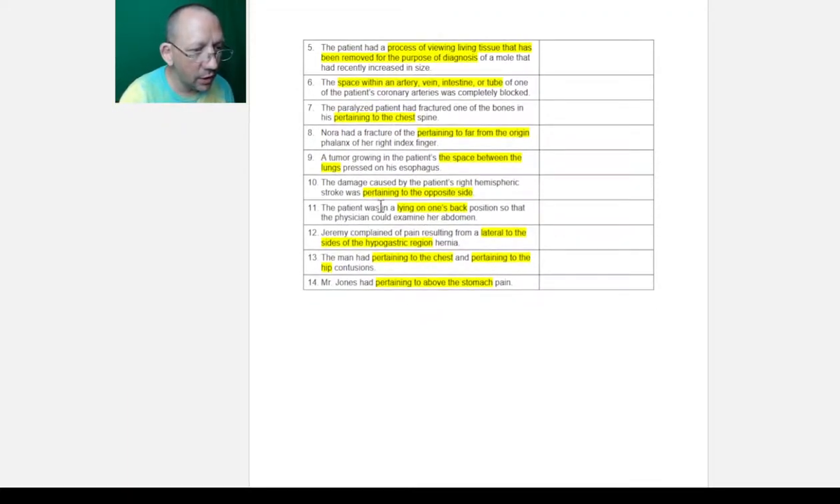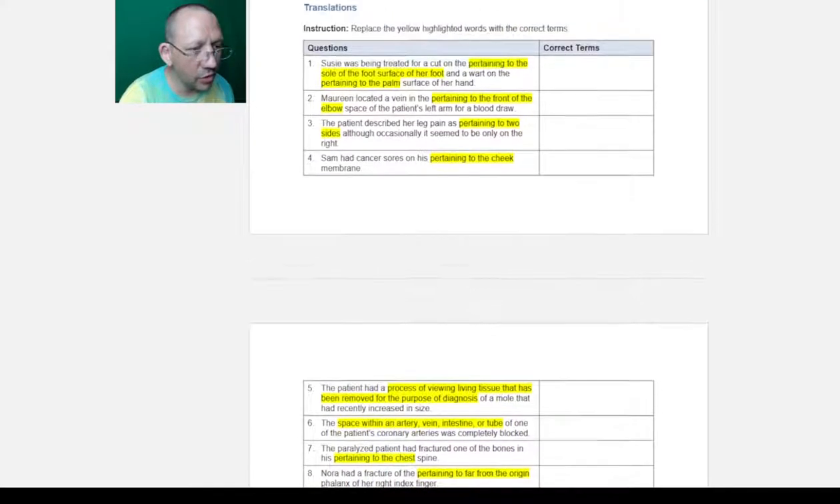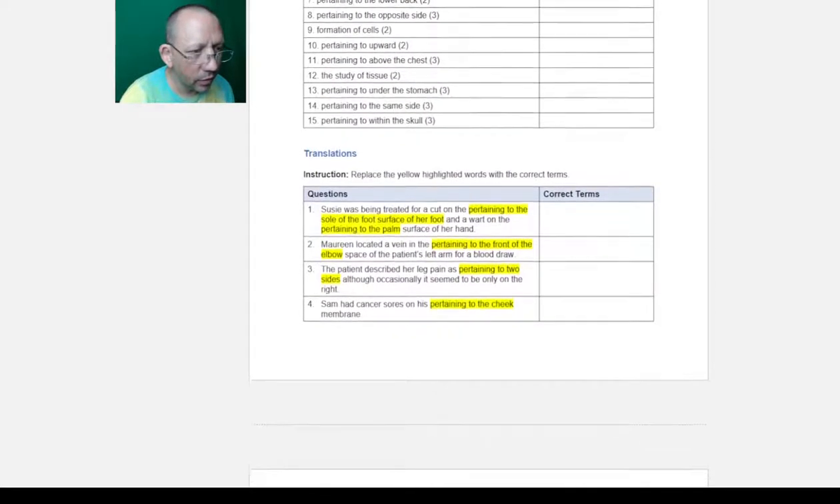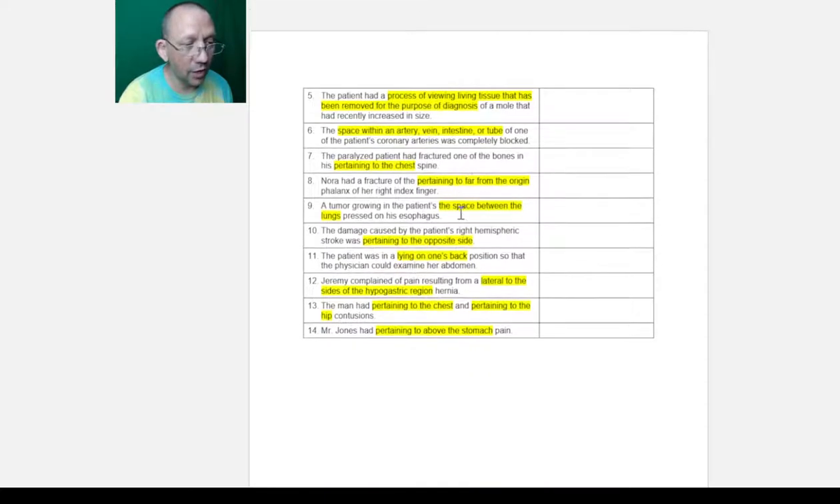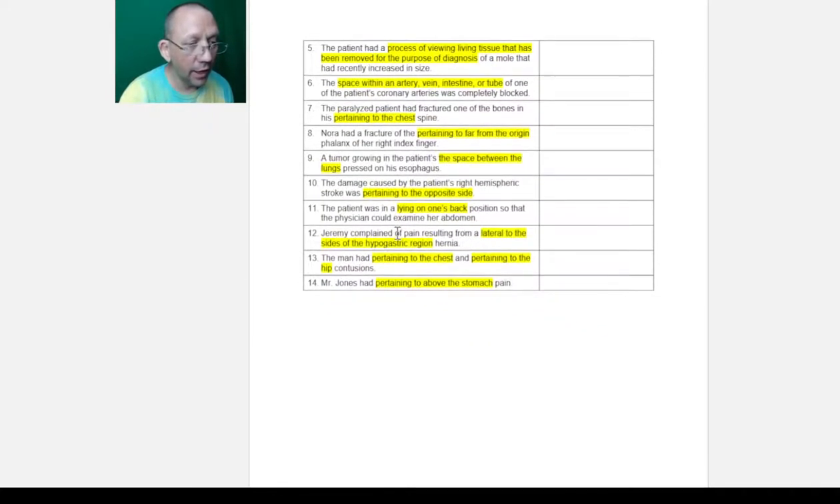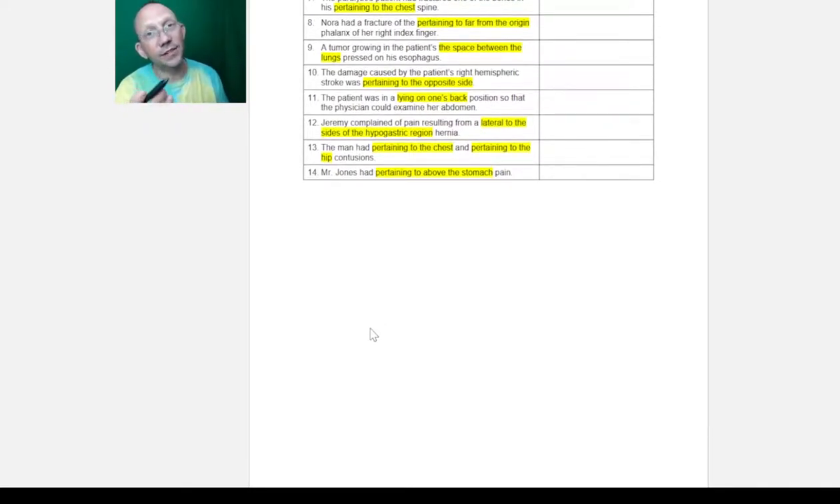The patient was in a lying on one's back position. Okay, so you just got to know the term. Lying on one's back is supine position, so that the physician could examine her abdomen. Supine and prone. Supine is face up, prone is face down. If you're looking at it this way, you hold a bowl of soup on your belly if you're laying on your back, and prone is like a pro basketball player. Okay?